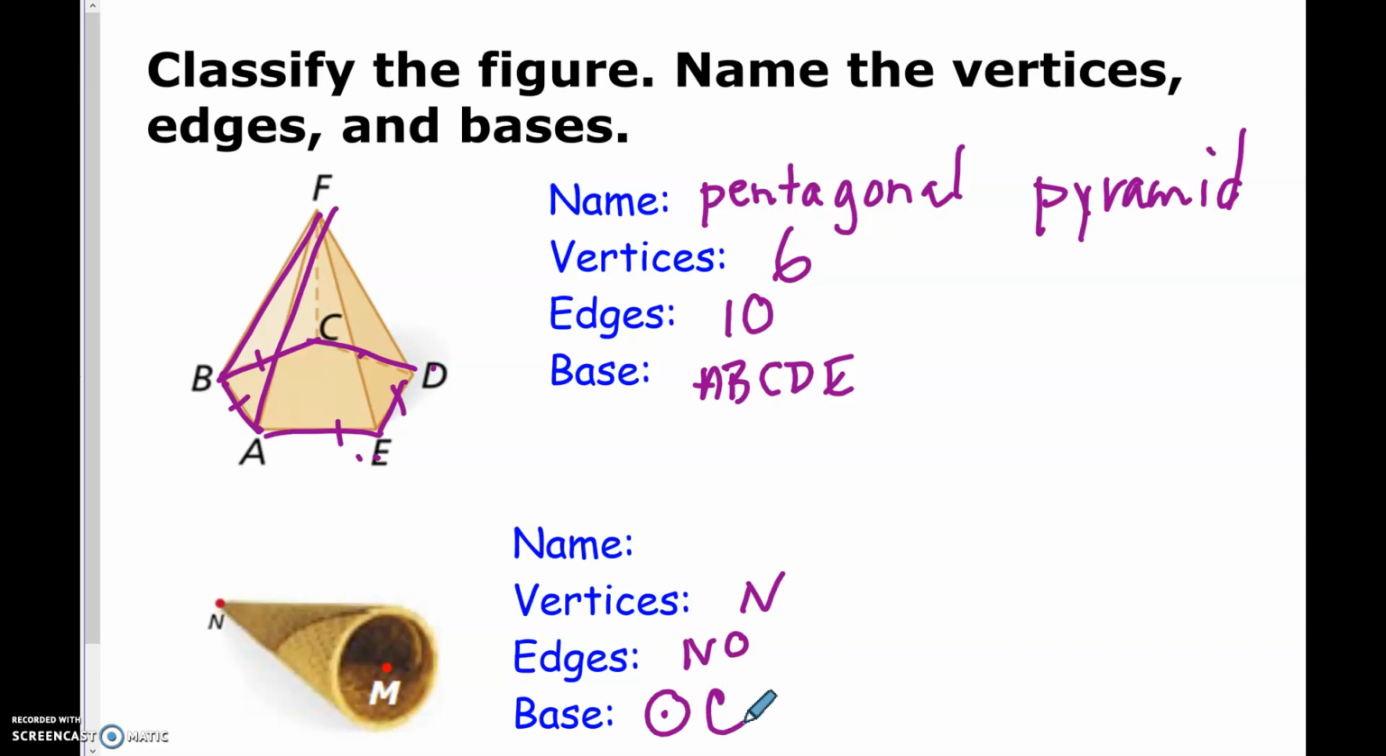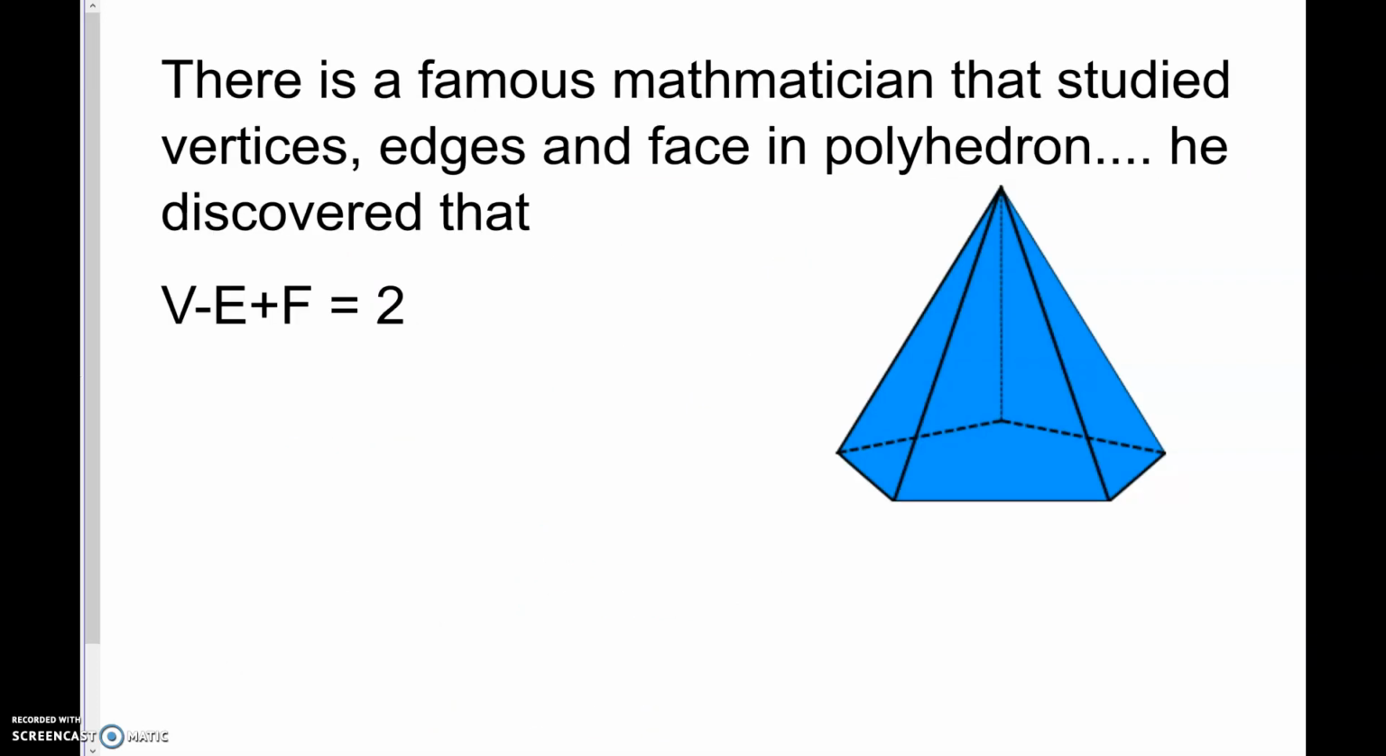Circle with center at C, and that's how we would write that, naming your edges, vertices, and bases. All right, one of the last things we need to talk about for today is there's a famous mathematician that studied vertices, edges, and faces in a polyhedron. And he discovered that every time, if you take the number of vertices minus the edges plus the faces, it always comes out to the constant number of 2.